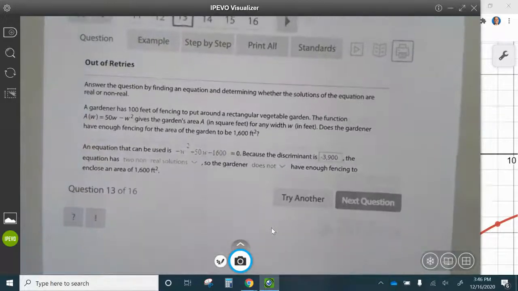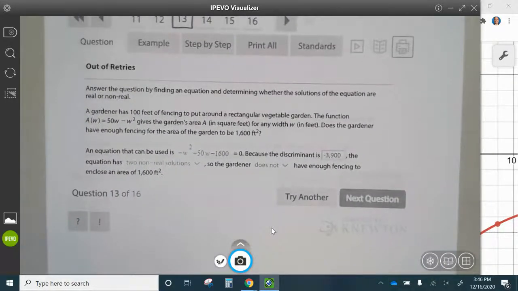All right, answer the question by finding the equation and determine whether the solutions of the equations are real or non-real. A gardener has 100 feet of fencing to put around a rectangular garden. The function A of W equals 50W minus W squared gives the garden area A in square feet for any width W in feet. Does the gardener have enough fence for the area of the garden to be 1,600 square feet? All right, so the equation can be used as negative W squared plus 50W minus 1,600 equals 0. Okay, so that's your equation.